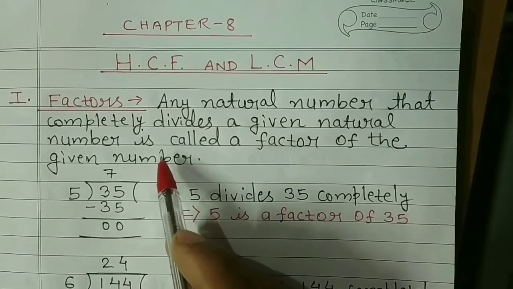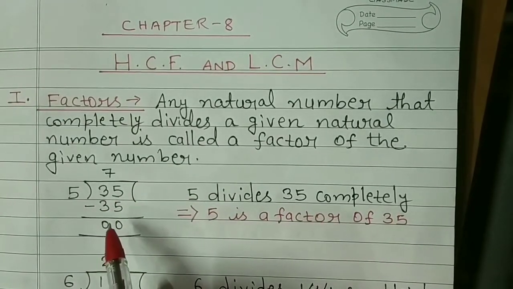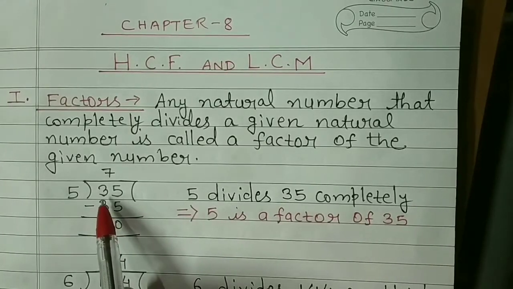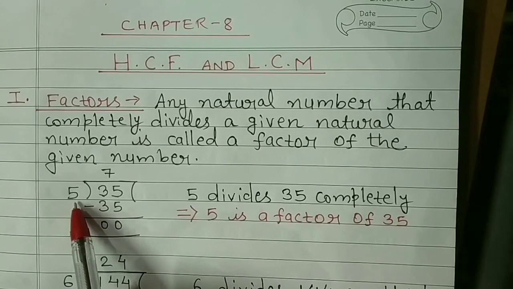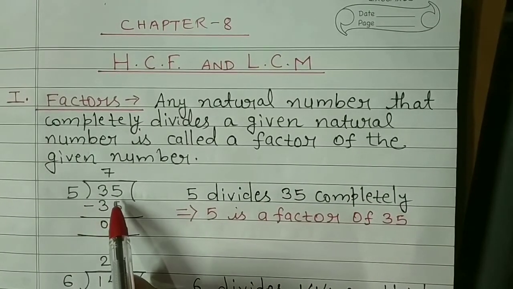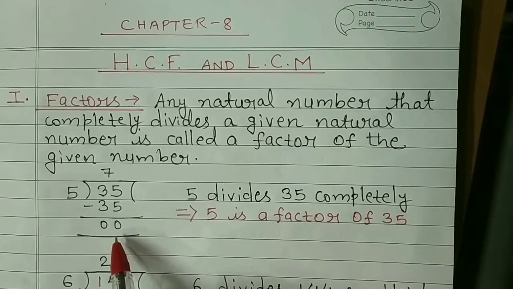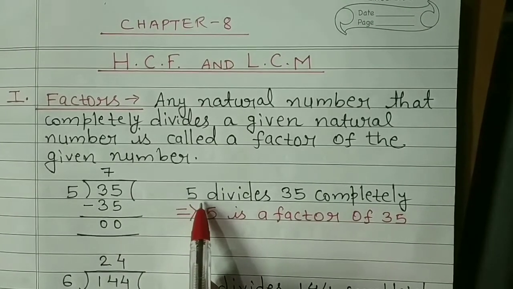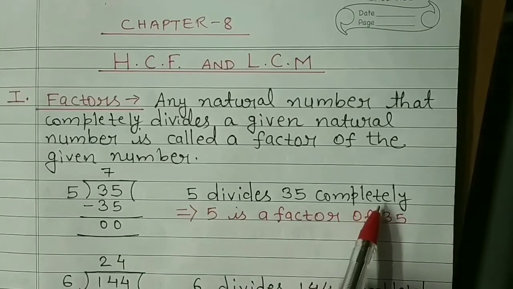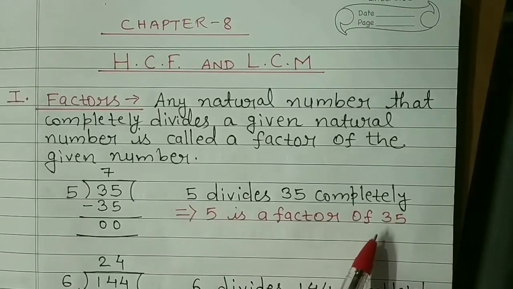So let us understand it again through some examples. Here I have given some examples. Here I have divided this 35 by 5 and the remainder is 0. So, we can say that this 5 divides this 35 completely. Why? Because the remainder that comes here is 0. So, here I have written 5 divides 35 completely. So, 5 is a factor of 35. Clear?